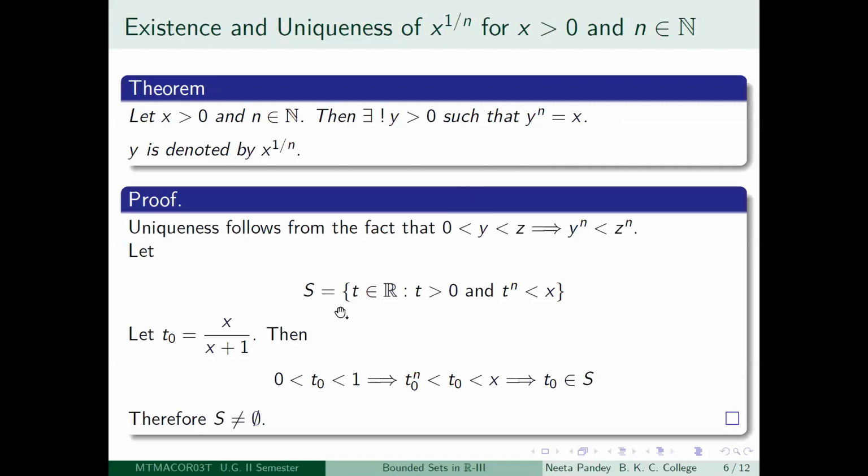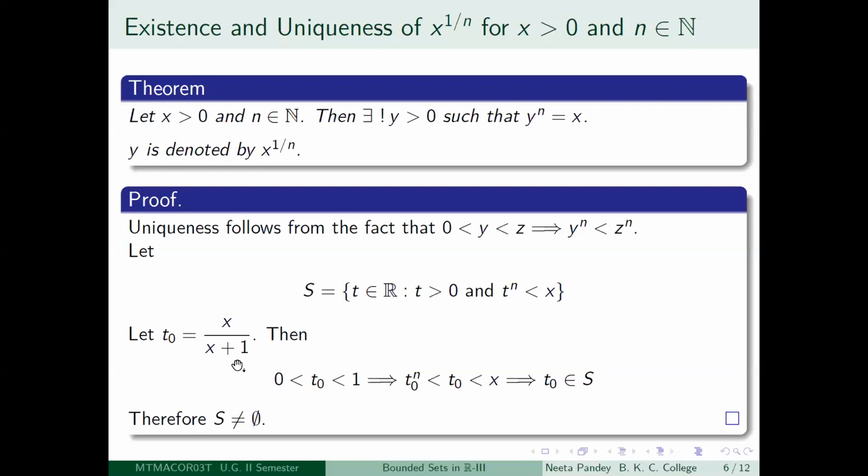Suppose I take a set S which consists of all positive real numbers t so that t to the power n is less than x. Then first of all, I want to show that this set is at least non-empty. So why is this non-empty? There will be some hardcore algebra in this proof.